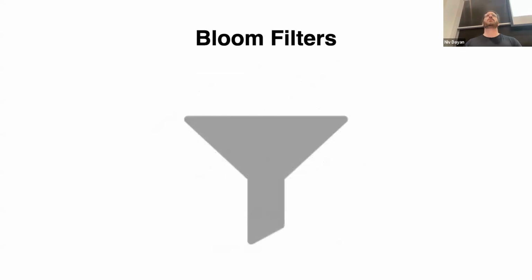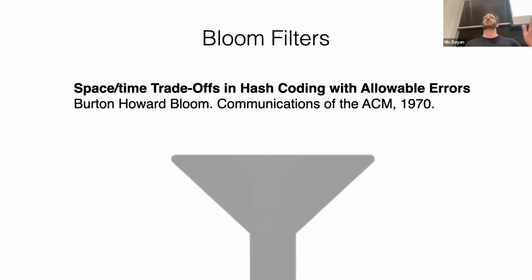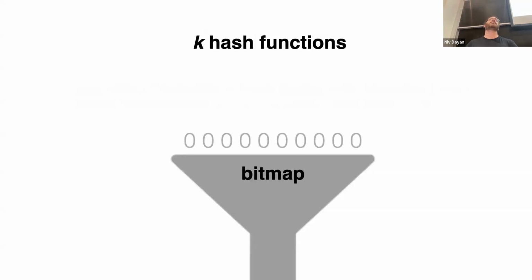Okay, so Bloom filters. Let's just recap what they actually are. As most of you know, a Bloom filter is just... and, historical note, Bloom filters come from a paper from 1970 by Burton Howard Bloom. So they are over 50 years old at this point. A Bloom filter is just a bit vector with k hash functions.